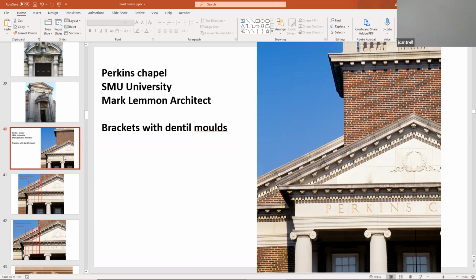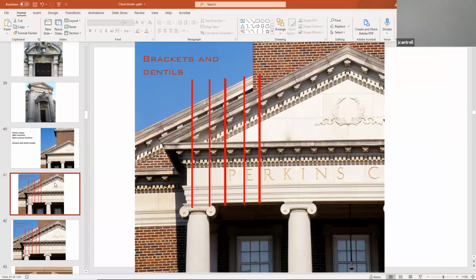Let's take a look at brackets with the dentil moldings. Now remember, the dentils are the small teeth underneath the brackets, underneath the cornice. Let's take a look at the way they're properly supposed to be designed and spaced. You can obviously see that the brackets from the main underside of the cornice, the horizontal cornice, are still aligned with each one of the brackets on the rake.